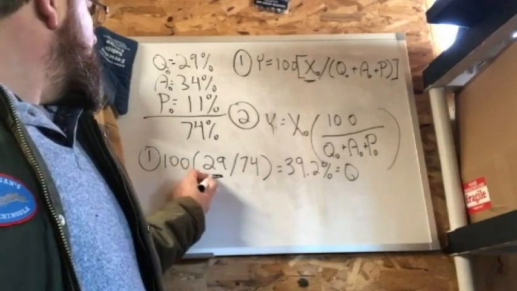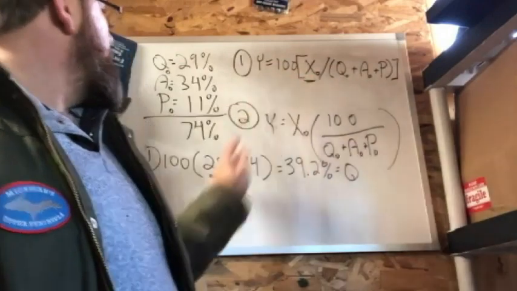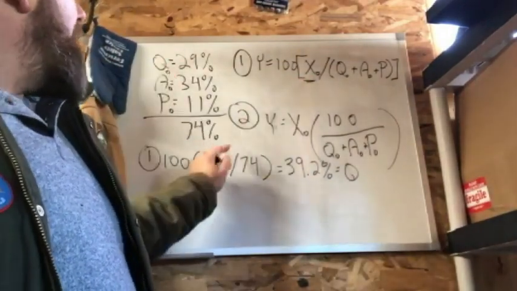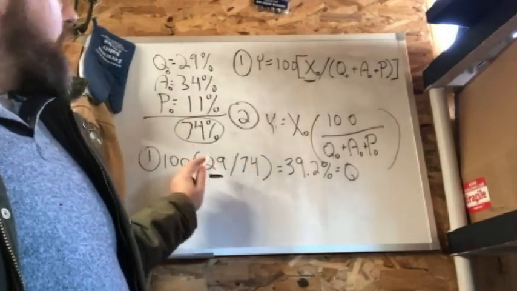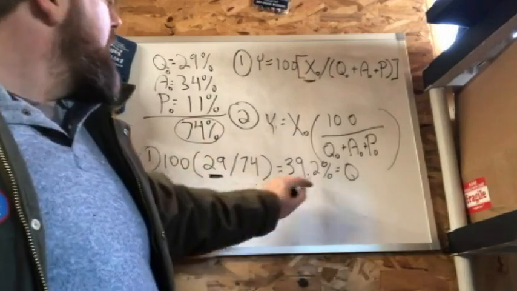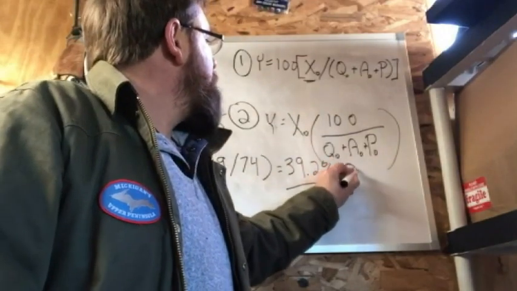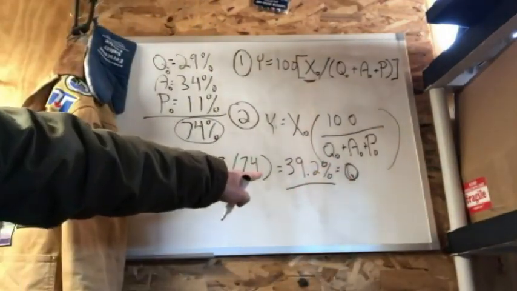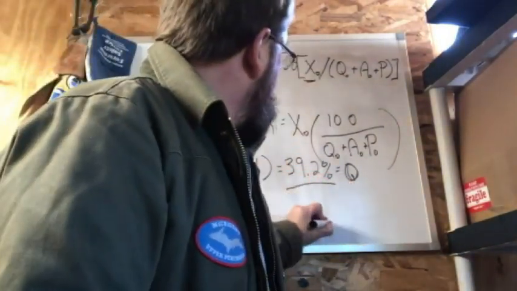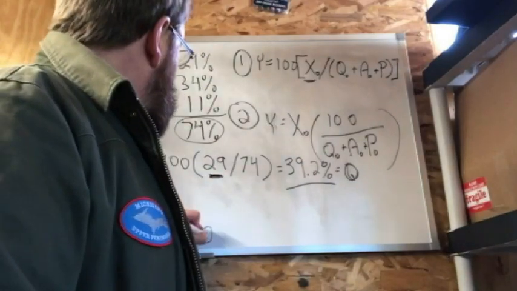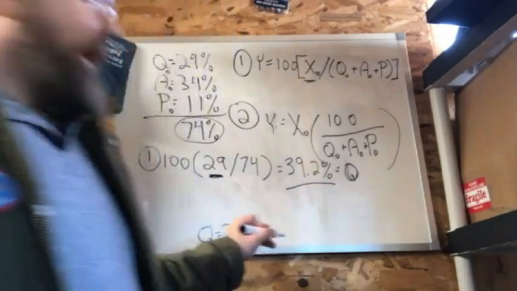So 100 will eventually be multiplied by our X initial, or quartz here, divided by all 3 of these added up, which is 74%. So 29 divided by 74 times 100 gives us 39.2%, which is equal to just our quartz. We've normalized for our quartz. We're done with quartz. So our quartz normalization, I'm going to write down here on the bottom, is equal to 39.2%.